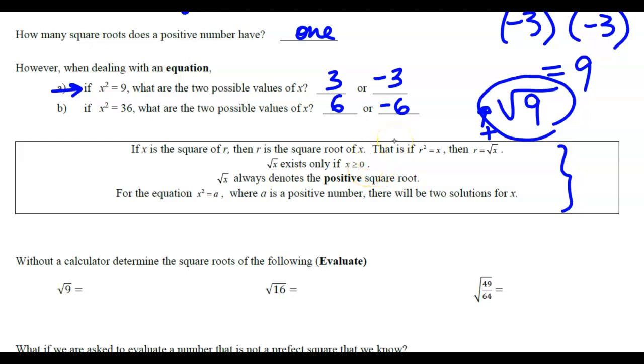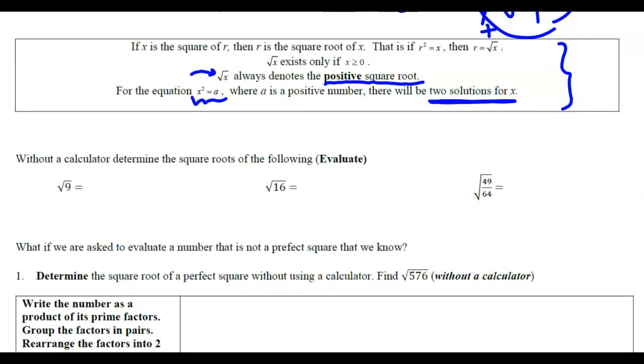Root of 0 is 0. Now this always denotes a positive square root. As I said, it's understood to be positive. We never give a negative, unless you're solving an equation. That's where you will get the 2 solutions. So only when you are solving the equation do you get 2. Otherwise, the root of a number only has 1 value.